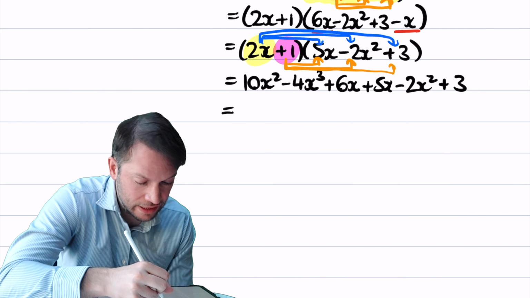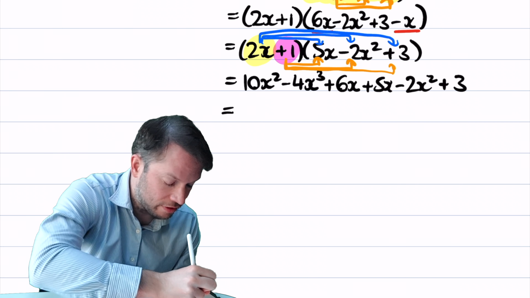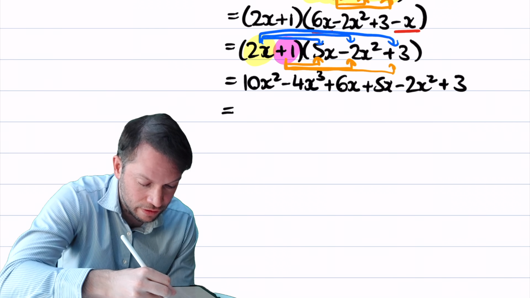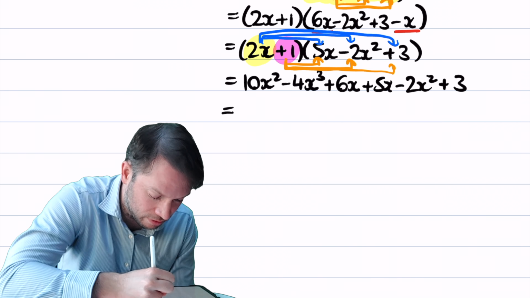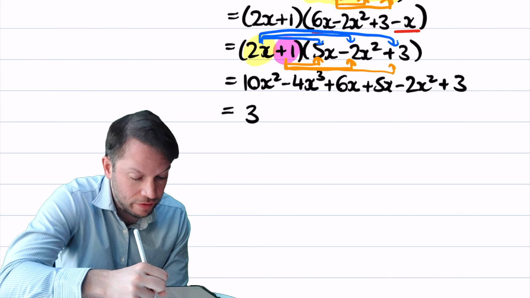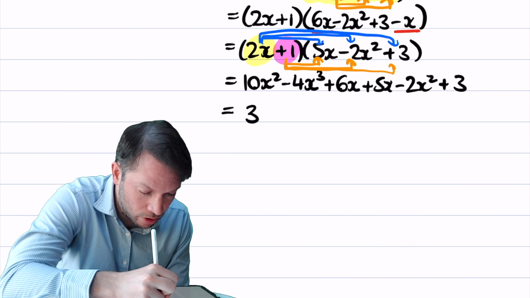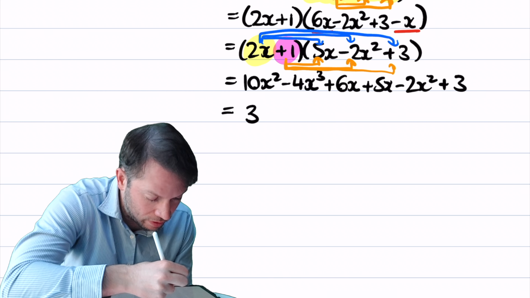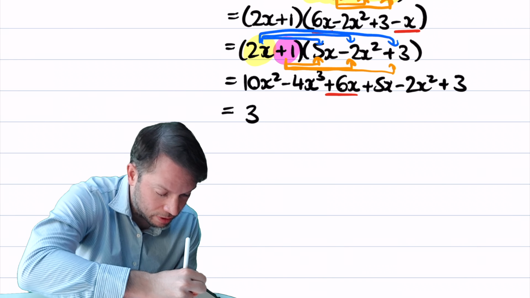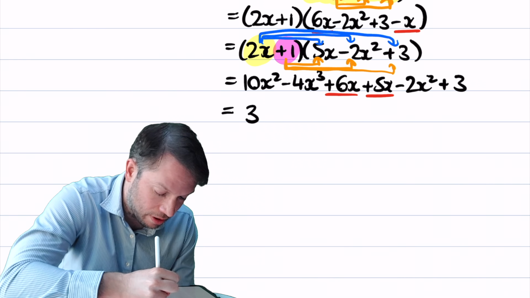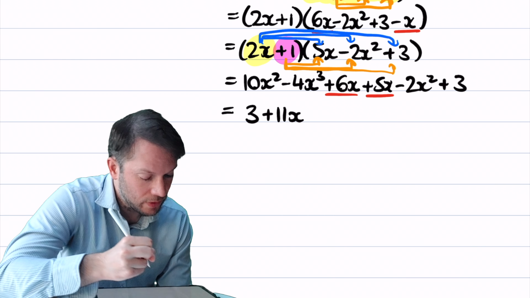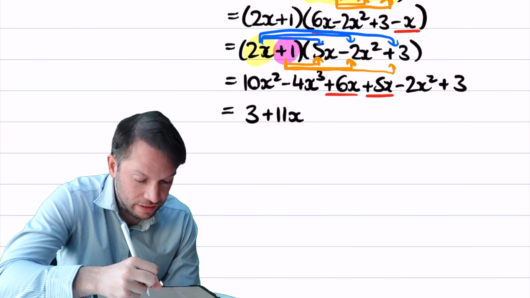Let's do it in ascending powers of x. So we're going to do the constant term first. We've got this plus 3 here. There's no other constant terms without a variable, so we're going to put the 3. Now let's look for x terms without a power. Well, I can see we've got plus 6 lots of x plus 5 lots of x, which is plus 11 lots of x. And now we're going to look for the x squared terms.